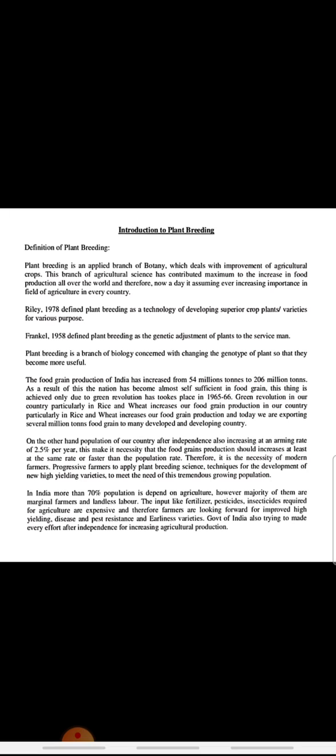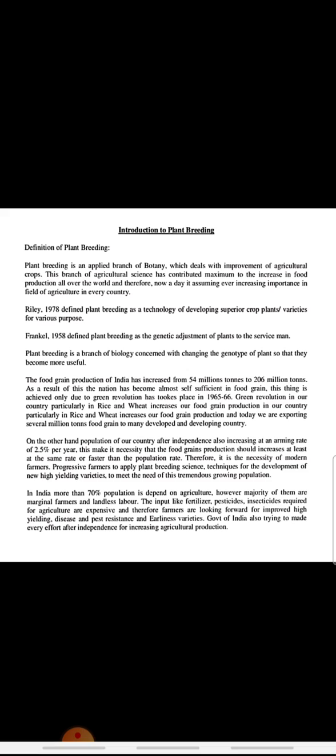On the other hand, the population of our country after independence is also increasing at an alarming rate of 2.5% per year. This makes it a necessity that food grain production should increase at least at the same rate or faster than the population rate. Therefore, it is necessary for progressive farmers to apply plant breeding science techniques for the development of new high yielding varieties to meet the needs of this tremendously growing population.